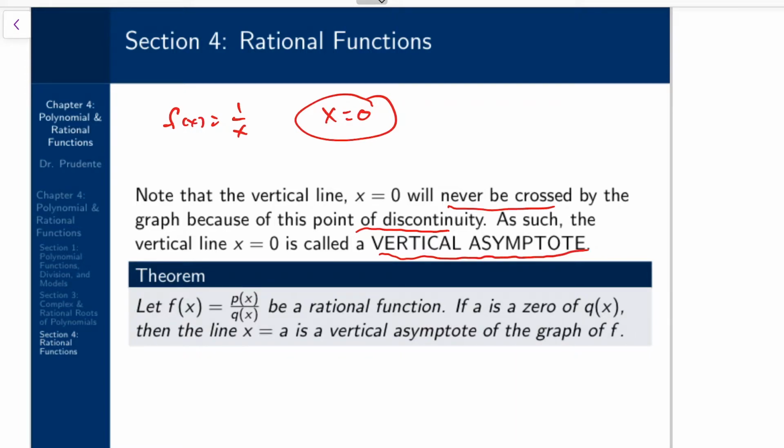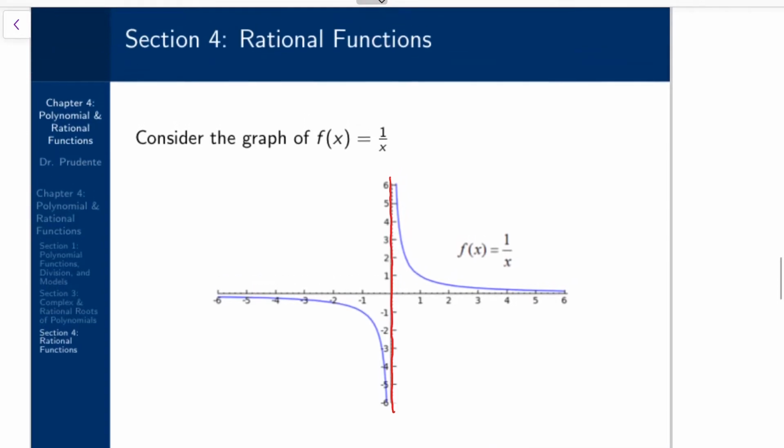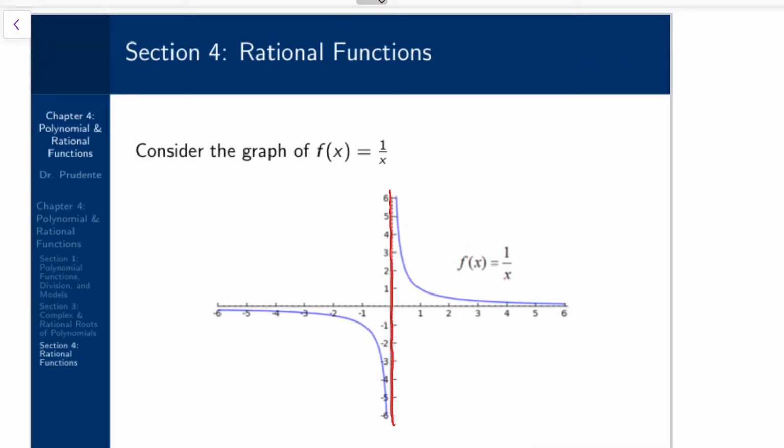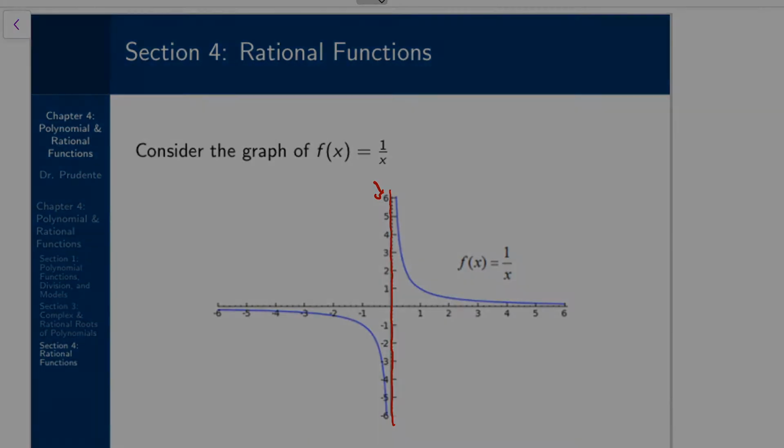So here, if the value a is a 0 of the denominator q of x, then the corresponding vertical line x equals a is going to be a vertical asymptote of the graph. So looking at our original function, since 0 makes the denominator equal to 0, I have this vertical line here that ends up being our vertical asymptote.